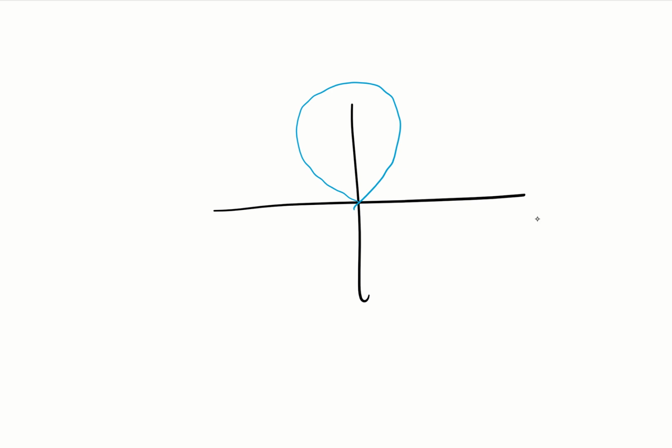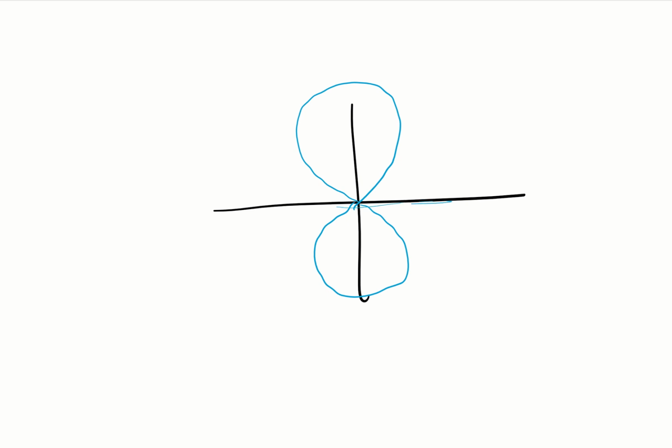If I were to take that flower petal and rotate it, then I would have something that looks like this. It looks like an infinity sign, you guys know how the infinity sign looks. And so this has rotational symmetry. If I take this and rotate it, I would get that. It also has line symmetry.